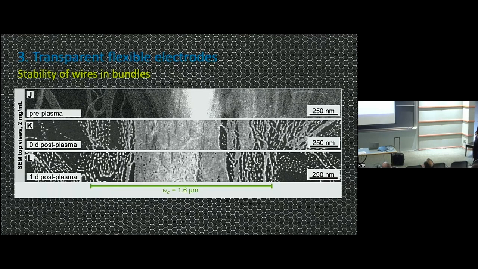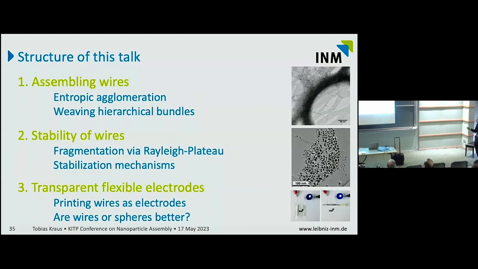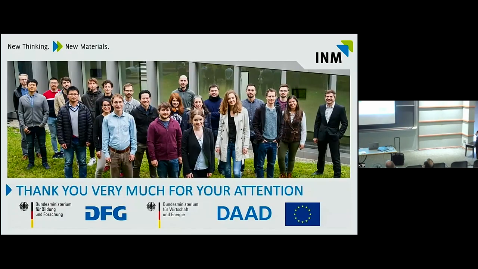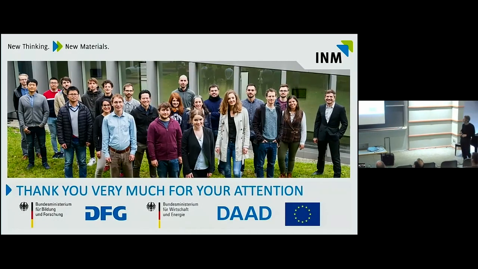So to summarize briefly, I talked about the assembly of these wires and how they are affected by the solvent type, how you can use this to make hierarchies. I told you about the stability challenge and the chemical problem, which is still open, of putting other molecules on the surface to stabilize them better. And finally showed you that you can make transparent flexible electrodes by simply printing these wires that assemble into a mesh.